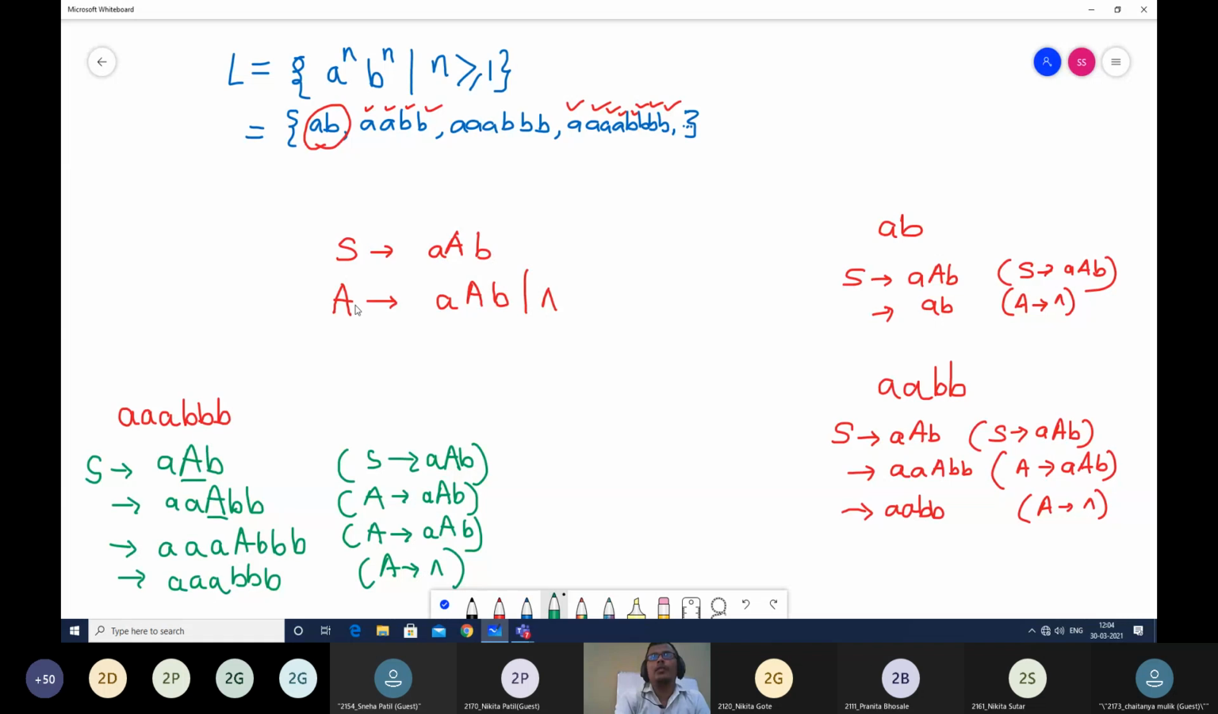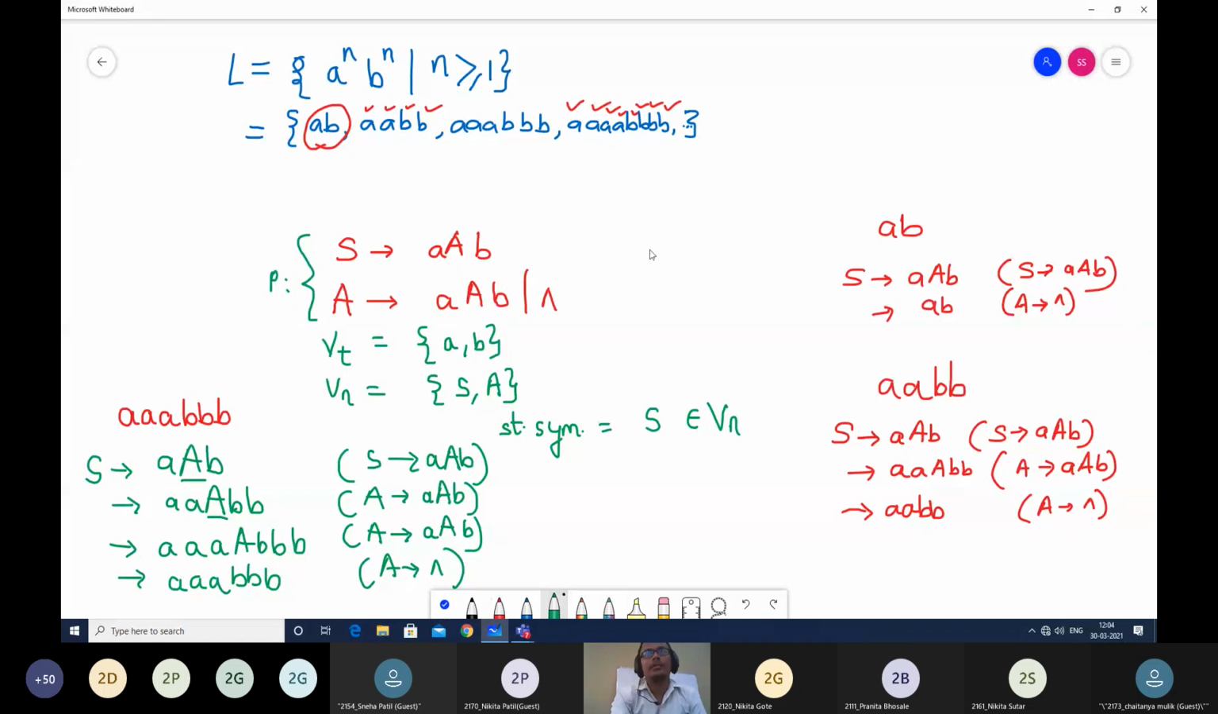Are you getting this? What will be our 4-tuple? What is our VN? VN of this problem has 2 symbols, capital S and capital A. What is our terminal symbol? Small a and small b. What is the starting symbol of our grammar? The starting symbol of our grammar is capital S, which belongs to the non-terminals. And these are our production rules.